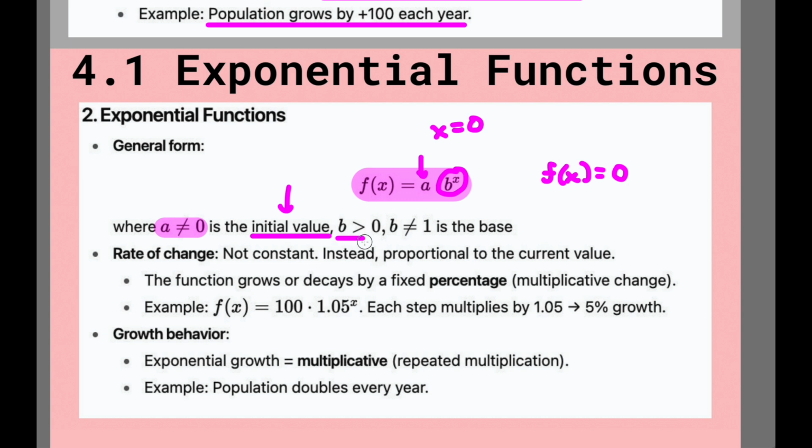b has to be greater than 0, okay? So this base of the exponent right here, if you notice x is in the exponent, b is the base of that. b has to be positive, and it cannot be 1. If it was 1, then your f of x would just always be equal to a, because you'd have 1 to the x, and 1 to anything is 1. So it would just be a times 1, which means f of x would always be a. So again, you have a constant function. We don't want a constant function, we want an exponential function. So b has to be positive, and it cannot be 1.